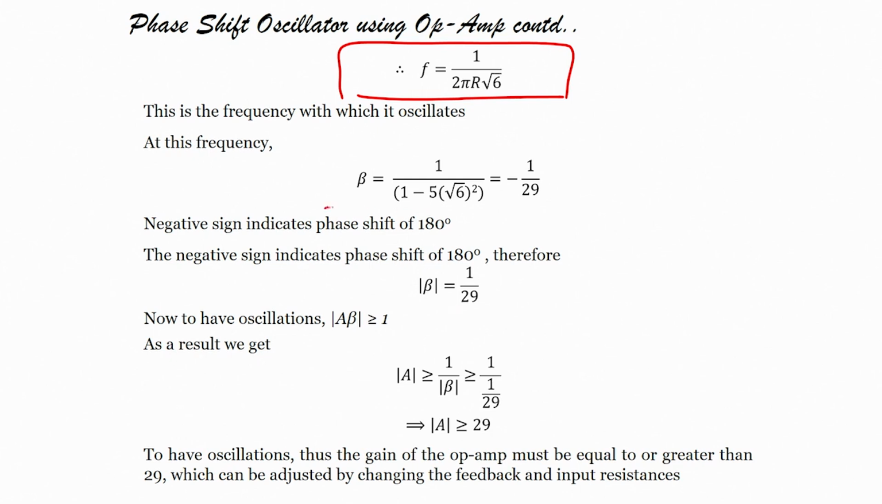Now, at this frequency, beta is nothing but 1 minus, what is alpha? Alpha is root 6. So, we have beta equals minus 1 by 29. Beta equals minus 1 by 29. You understand?